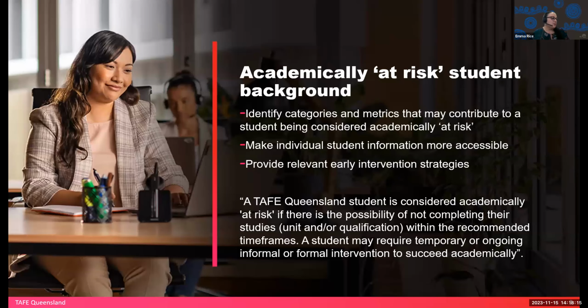So the academically at risk student dashboard is a proactive approach to providing educators with easily accessible information to address students' issues to produce better outcomes. And it's in 3 parts: identify categories and metrics that may contribute to a student being considered academically at risk, which Jo will talk to shortly. Make individual student information more accessible in Canvas, which Jo will also show you, to better provide educators a student snapshot and provide them information to start conversations, and provide a summary of early intervention strategies relevant to the student's learning journey. The definition for academically at risk student is provided on the screen for your information. And it's all about improving student satisfaction and successful competency completion rates at TAFE Queensland.